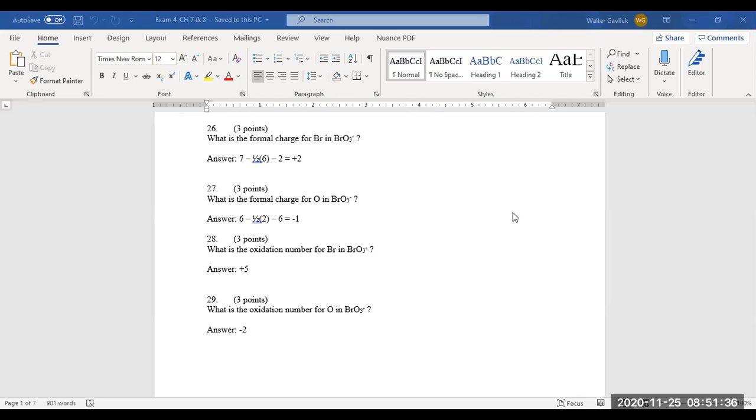As we talked about in class, oxygen is almost always -2 for the oxidation number, unless it's a peroxide. And so for me, I answer 29 first and know that oxygen's -2. If my oxygen is -2, then I have 2 times 3, there's 3 oxygens, so that's a -6 contribution from the oxygens. The overall ion has a -1 charge, and so that means bromine would have to be +5 to get that minus charge.